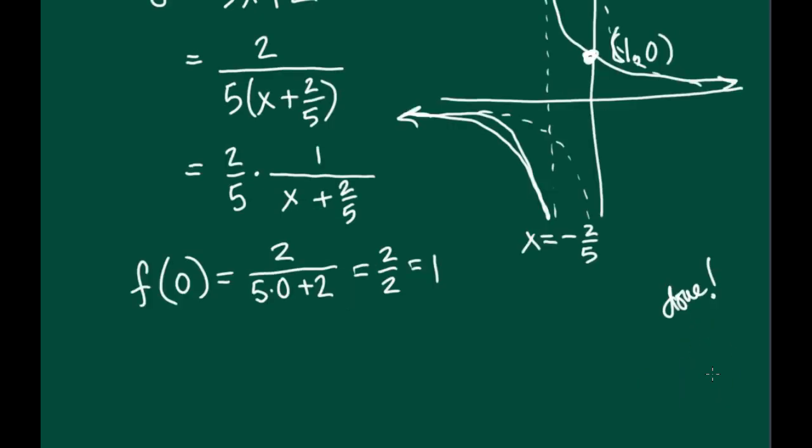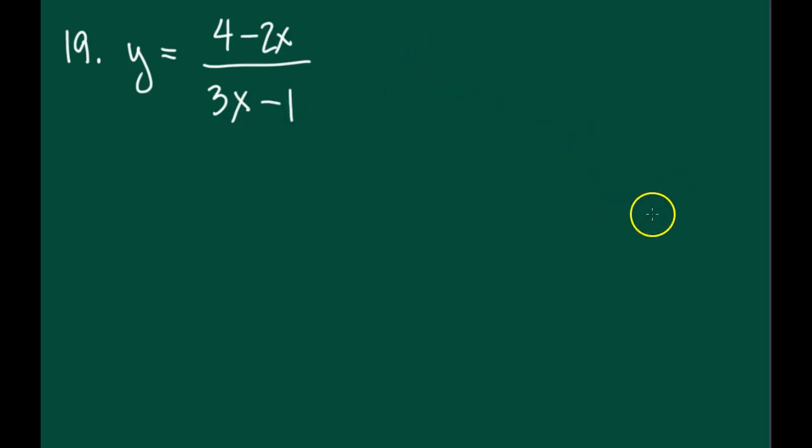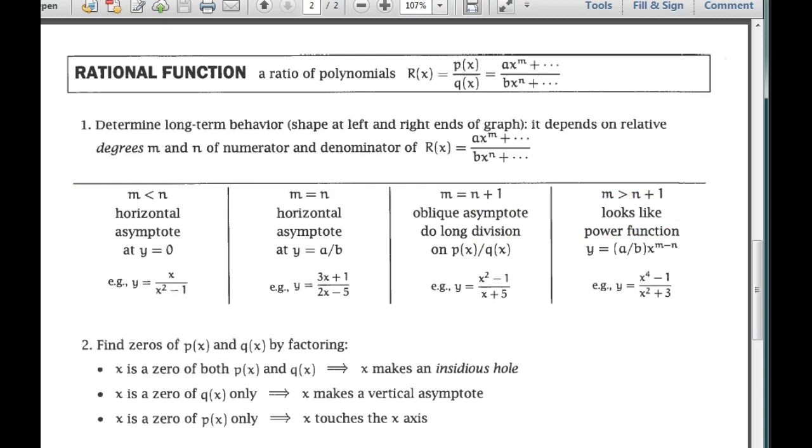Okay, let's move on to number 19. Okay. 19 is y is equal to 4 minus 2x over 3x minus 1. Okay, now let's look at the handout.